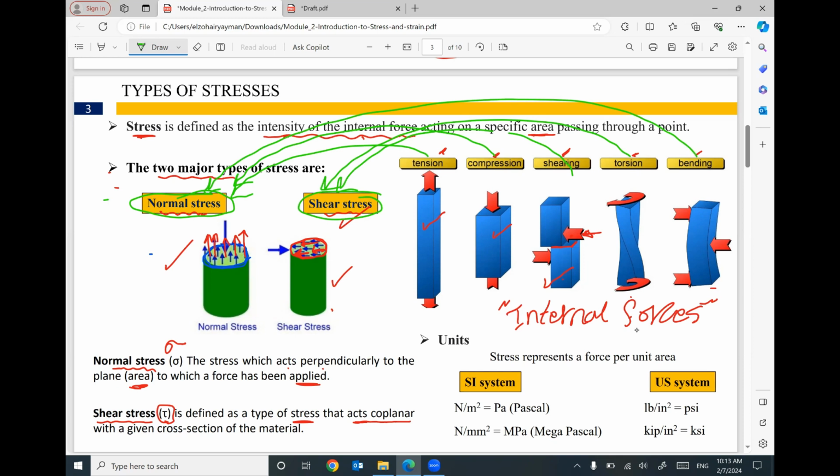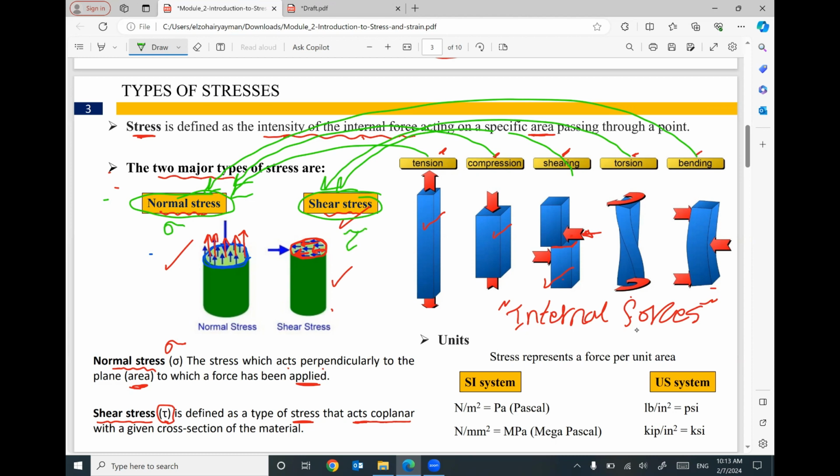This is our course. We are going to work on this concept. The internal forces will cause stresses, two types of stresses, normal stress or shear stress. What do you mean by normal stress? Normal stress means the stress is perpendicular to the cross-section. Shear stress means the stress is parallel, coplanar to the cross-section. Normal stress is labeled by sigma, shear stress is labeled by tau.